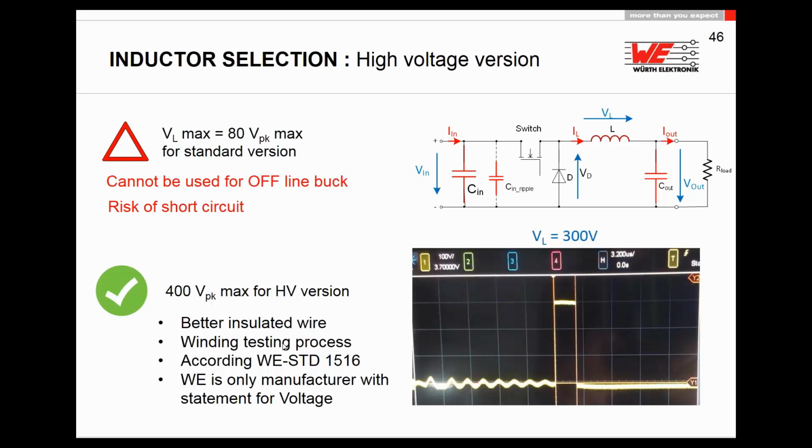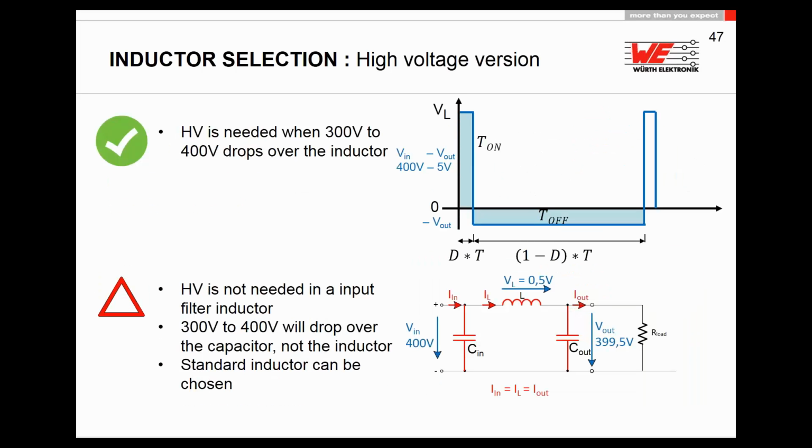Only Würth Elektronik uses that. We have defined our own standard. You can get this standard from our website, because if you use a very high voltage, it's very important that the inductance doesn't have a short from winding to winding. If you use 300 or 400 volts, like in an offline converter, you may have this drop over the inductor; this voltage is on the inductor.